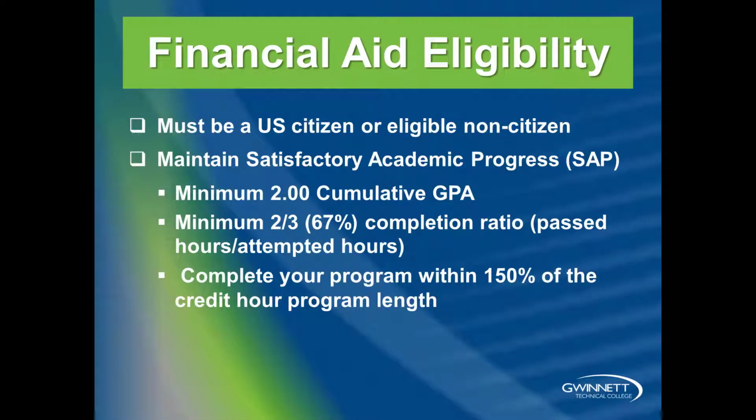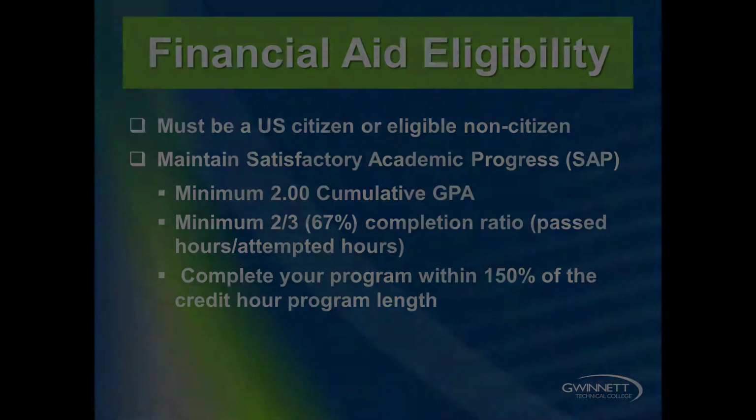The federal aid program has eligibility requirements that include being a U.S. citizen or eligible non-citizen and maintaining satisfactory academic progress, or SAP. SAP requires that while you are receiving aid, you maintain a 2.0 cumulative GPA, must pass at least 67% of the courses you attempt, and that you complete your program of study within 150% of the credit hour program length. See our video and our website for more information on SAP.